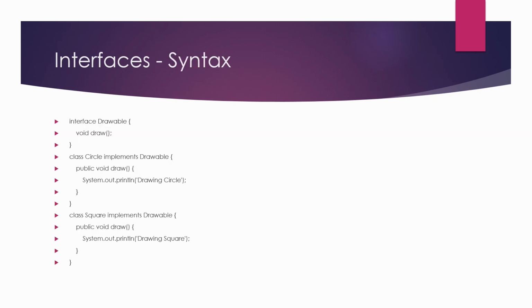Here's an example of an interface in Java. The drawable interface has a method draw, and the classes circle and square implement this interface, providing their own draw method implementations. This way, the behavior is defined by the interface but implemented by the individual classes.